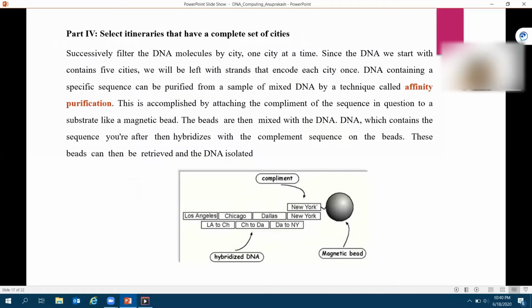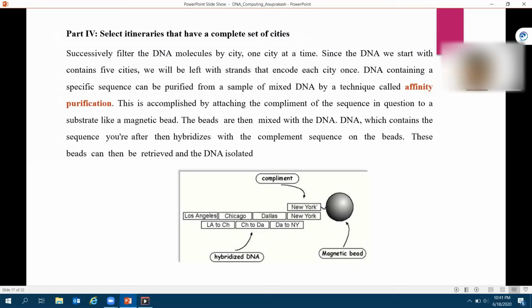The fourth step would be to select itineraries that have a complete set of cities. So we will select only those combinations that have five cities, and when we say that it has five cities, it should have each city once. We will select only those combinations, and this can be done using affinity purification. Successively filter the DNA molecules by city, one city at a time. Since the DNA we start with contains five cities, we will be left with strands that encode each city once.